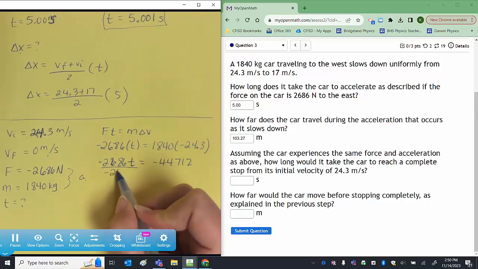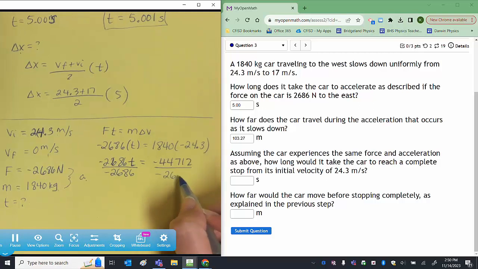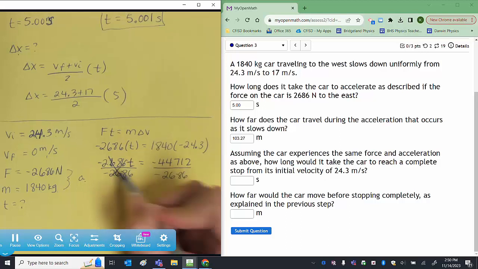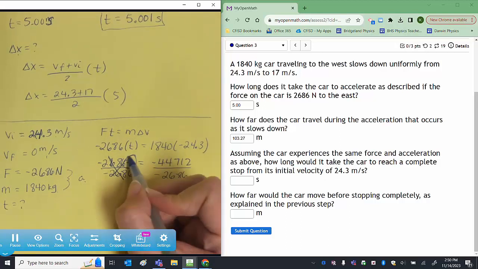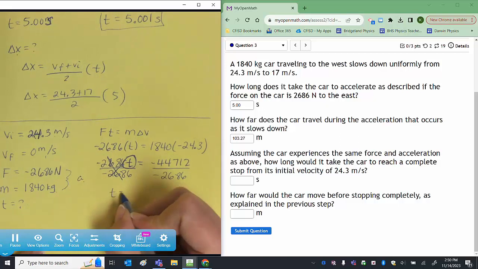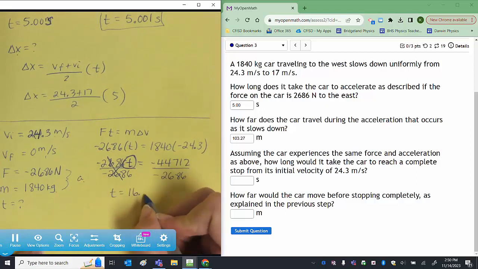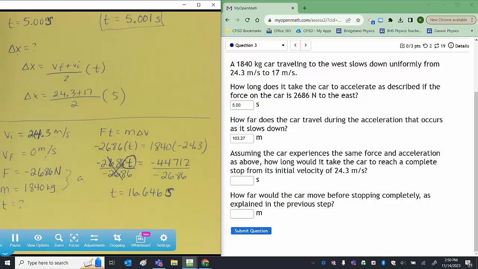Again, if I want to solve for this time, I need to isolate that variable, so we're going to divide both sides by 2,686. Again, that's negative 2,686. Those negative signs over here are going to cancel each other out, and so we're going to get a positive number, which is good because we're solving for time. It should be positive. So if I divide my 44,712 by 2,686, we get a time of 16.646, and that's just in seconds. I keep trying to write meters, but 16.646 seconds, or if I want to round that further, 16.65 seconds.